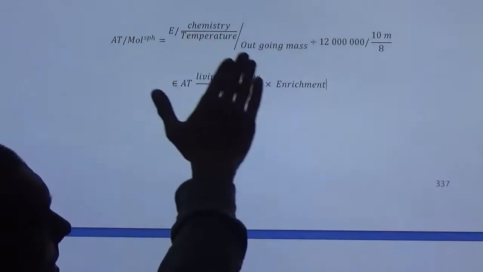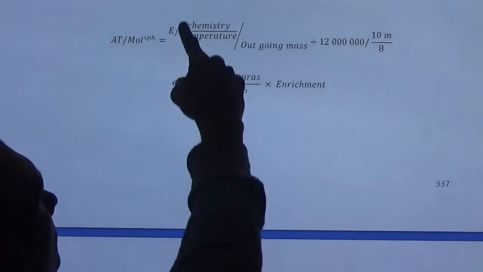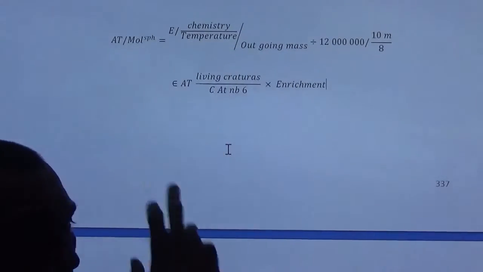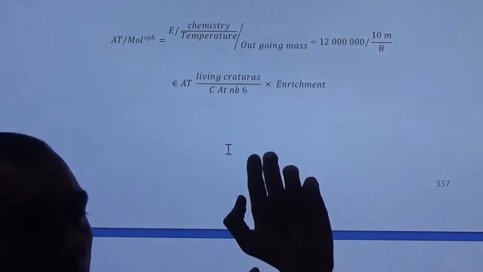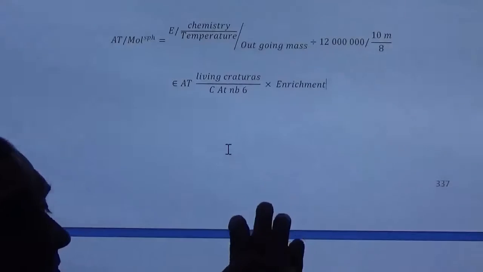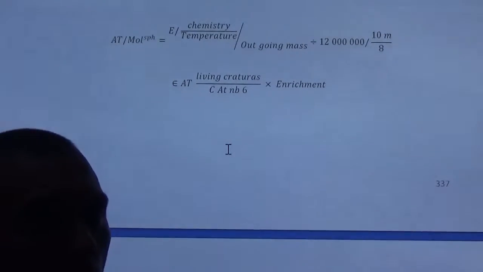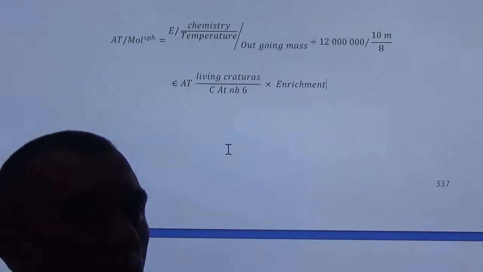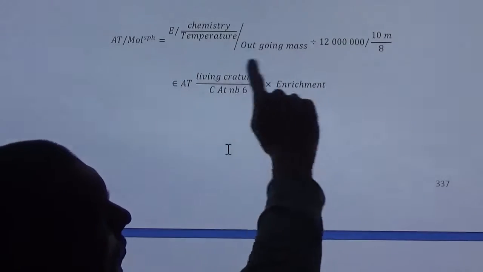So, okay, in the blood, the energy of the atom, which is food eaten, through chemistry divided by temperature. Temperature is also important because temperature decides how fast and how the energy of atoms of food turns into plasma and goes into the blood. So that decides how fast you're going to get all the energy you need to stay young and live longer and so on. But all that happens through outgoing mass.